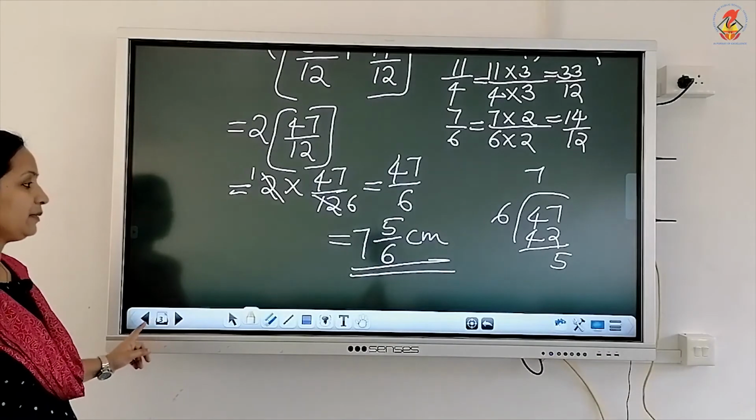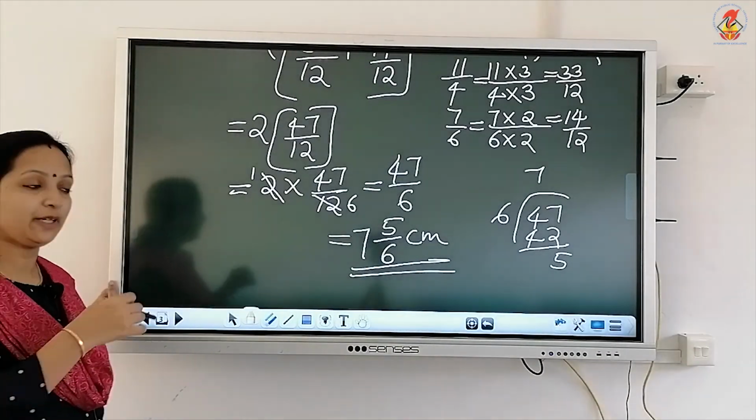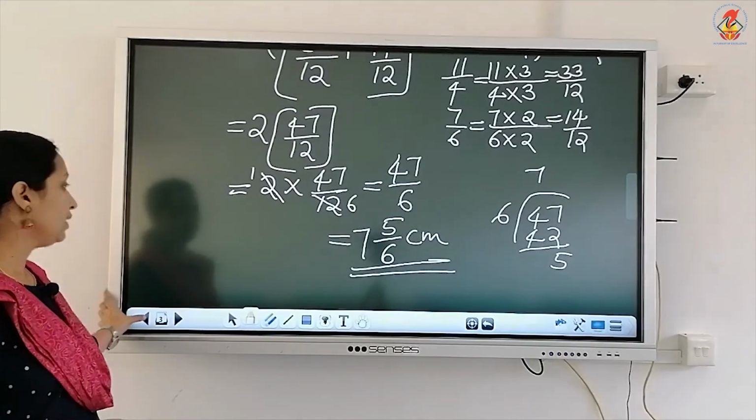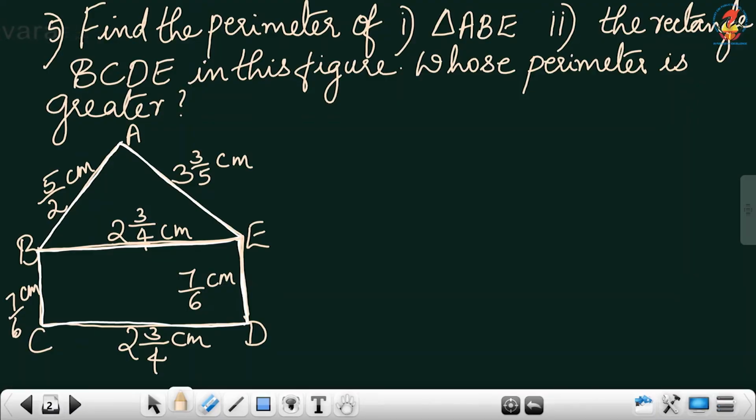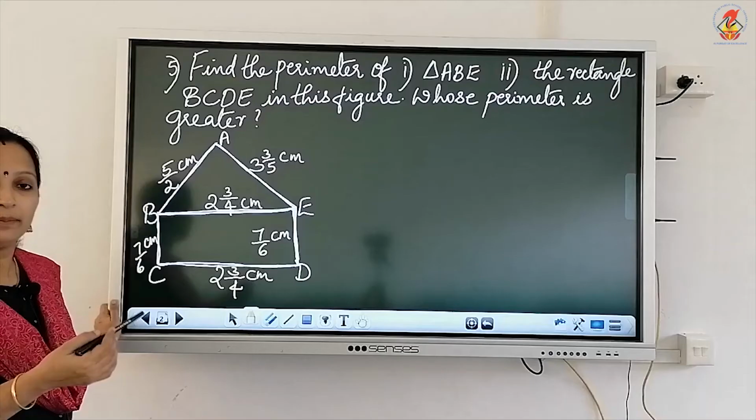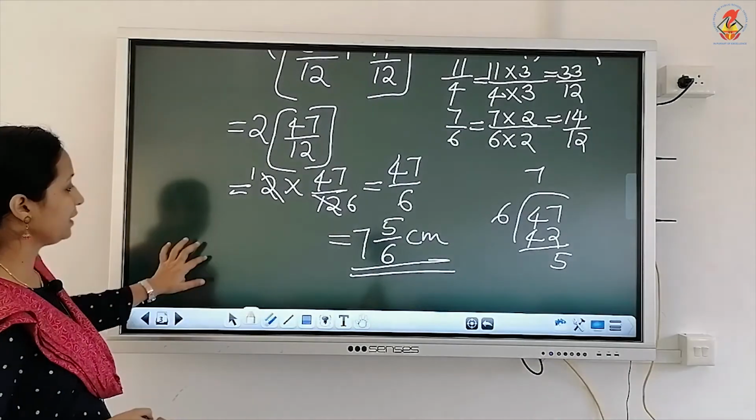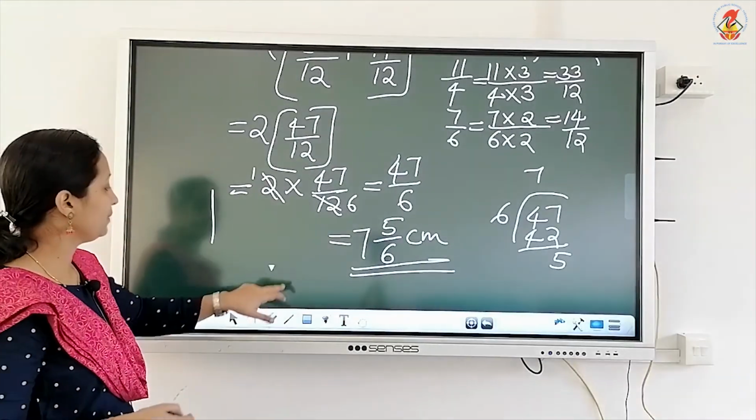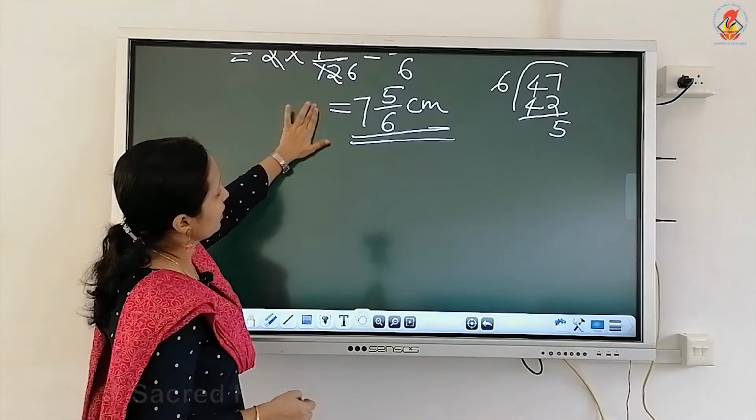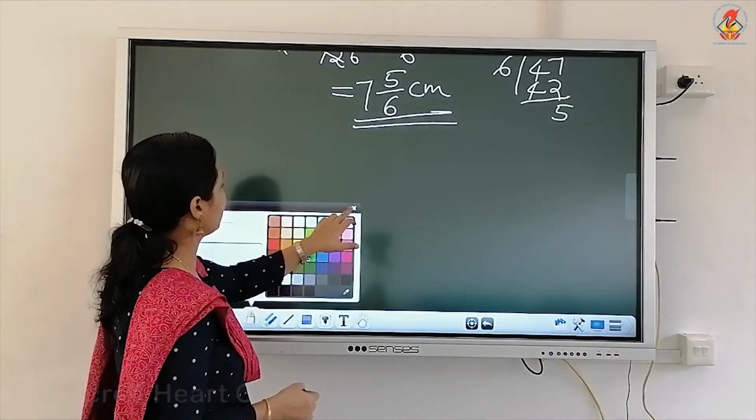So we got the perimeter of the triangle and we got the perimeter of the rectangle. Now what is the third part of the question? Whose perimeter is greater? That means we have to compare the perimeter of the triangle and the perimeter of the rectangle, is it? We have to compare the two perimeters. So how will we do the comparison?